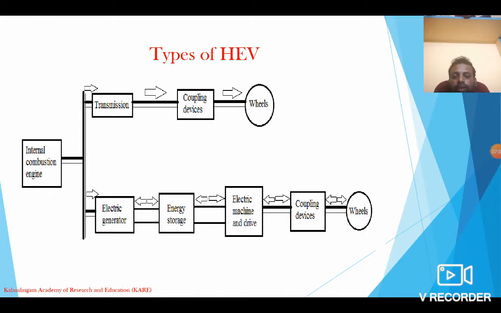We can use the internal combustion engine to recharge the battery through the electrical generator, and this power is stored in the battery, and then it is transferred to the electrical motor to propel the vehicle, right? In the first case, you can see at the top of the image, the power will be transferred to the driven wheel through the mechanical transmission. At the bottom, you can see the power will be transferred to the driven wheel through the electrical linkages. So it is a combination of both mechanical as well as electrical power flow path.